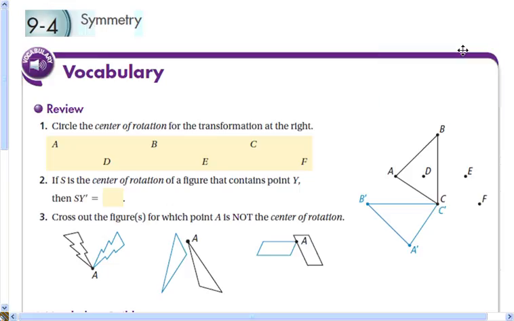Hey students, this is lesson 9 for symmetry. We are going to learn how to find symmetry in a couple different ways: rotational symmetry, symmetry with 3D objects, and other types of symmetry.